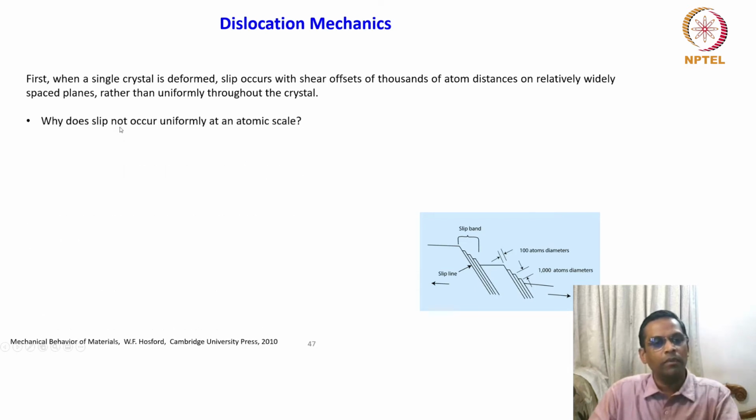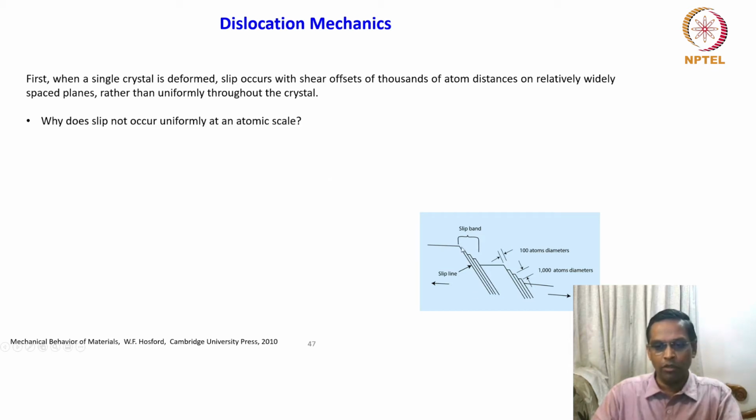Why does slip not occur uniformly at an atomic scale? This is one question. Why are we looking at dislocation mechanics? There needs to be some valid reason, right? So this is one of the reasons. Why does slip not occur uniformly at an atomic scale? Here the slip bands are localized. There is a gap between this slip band and the other slip band. And why is there a heterogeneity here? That is what the question means.